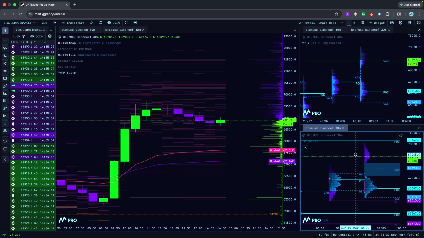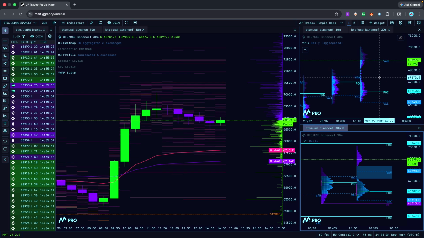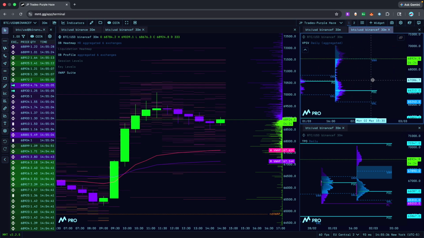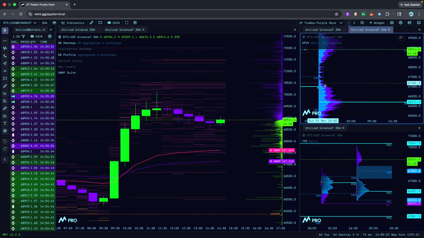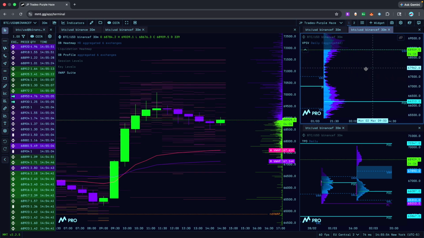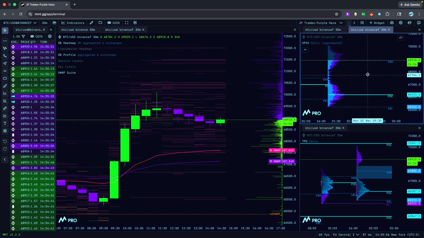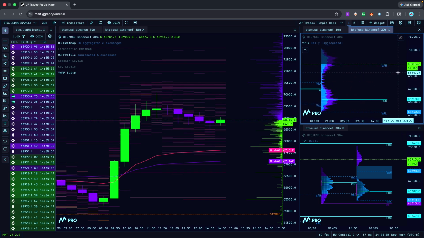Now, session volume profile answers a different question: where did the most volume trade? It organizes executed volume by price and builds a distribution. From that distribution, we get the point of control, the value area, high volume nodes, low volume nodes, and all of these are key levels. They tell you where business was conducted and where value was established.